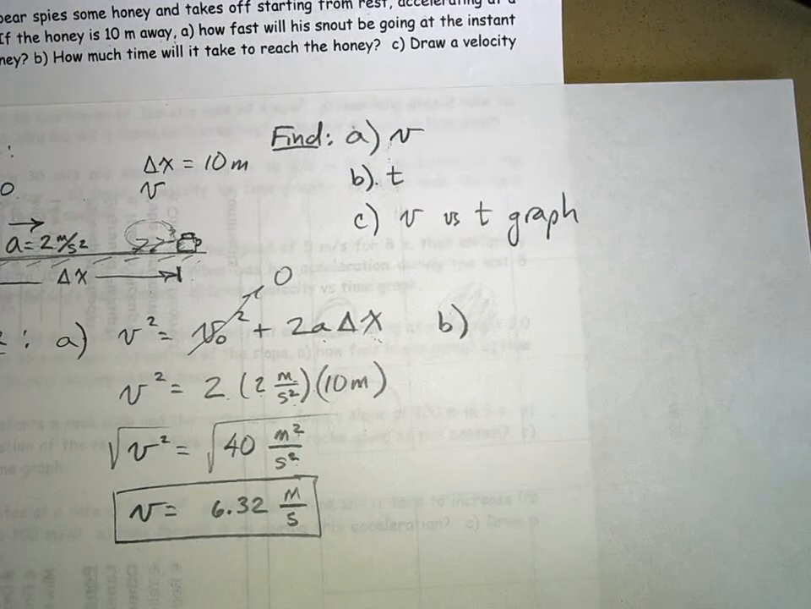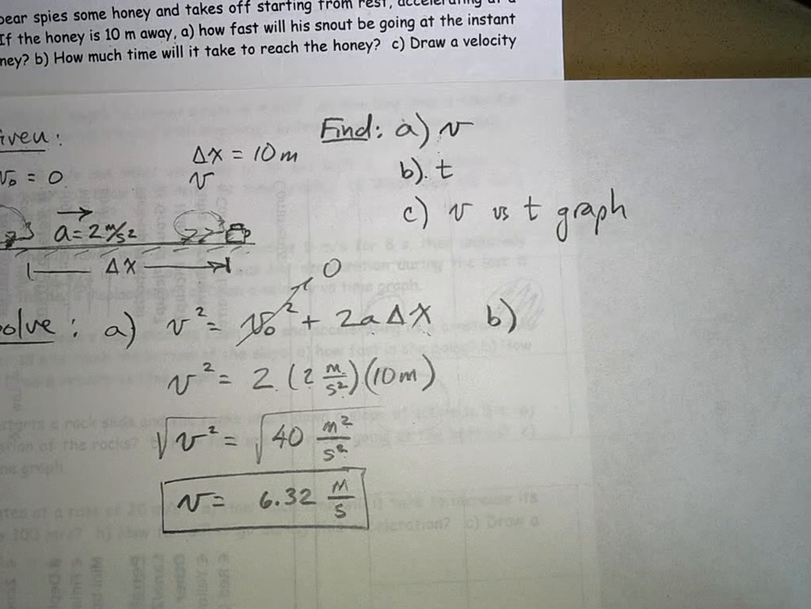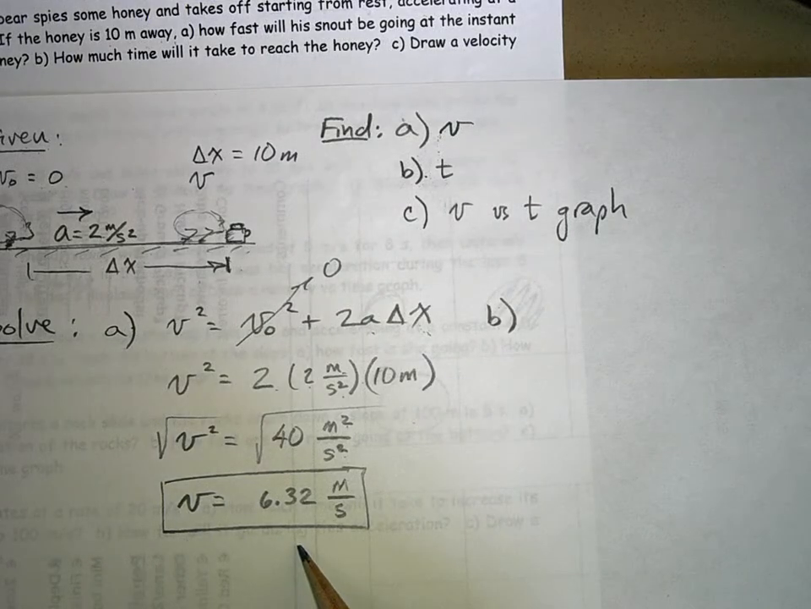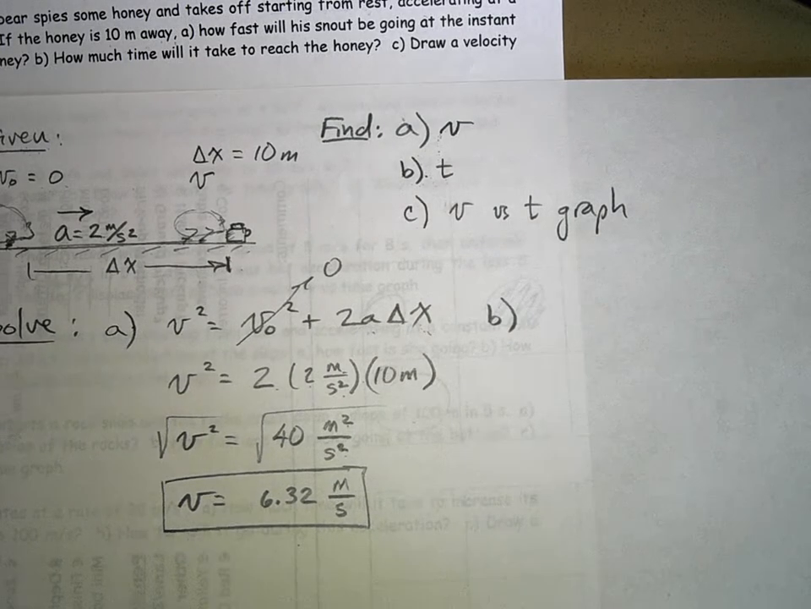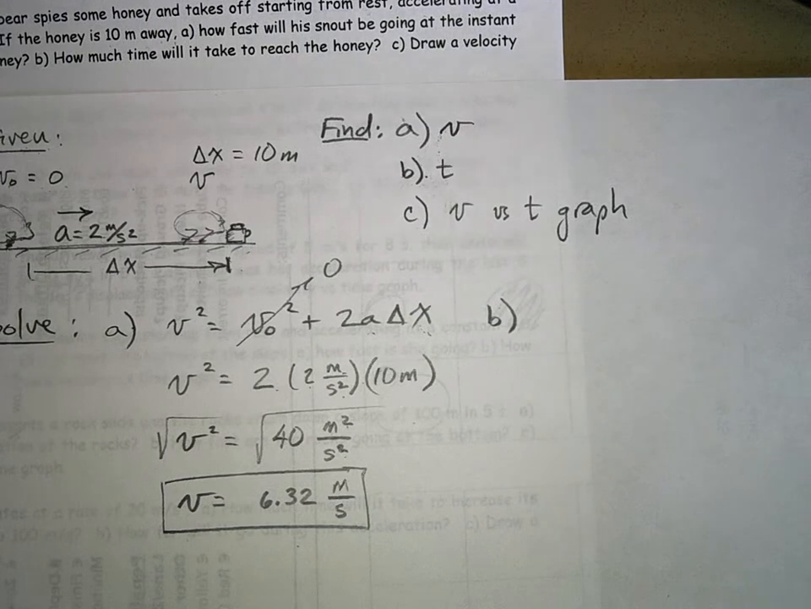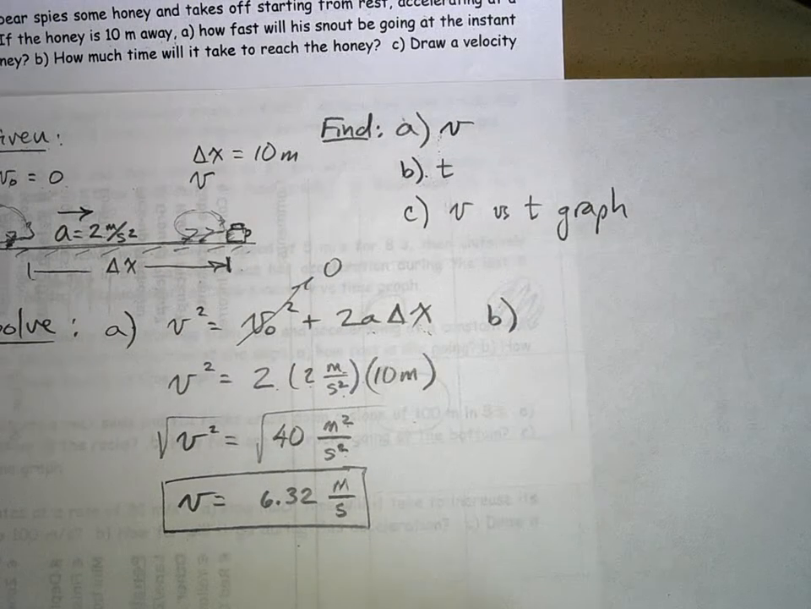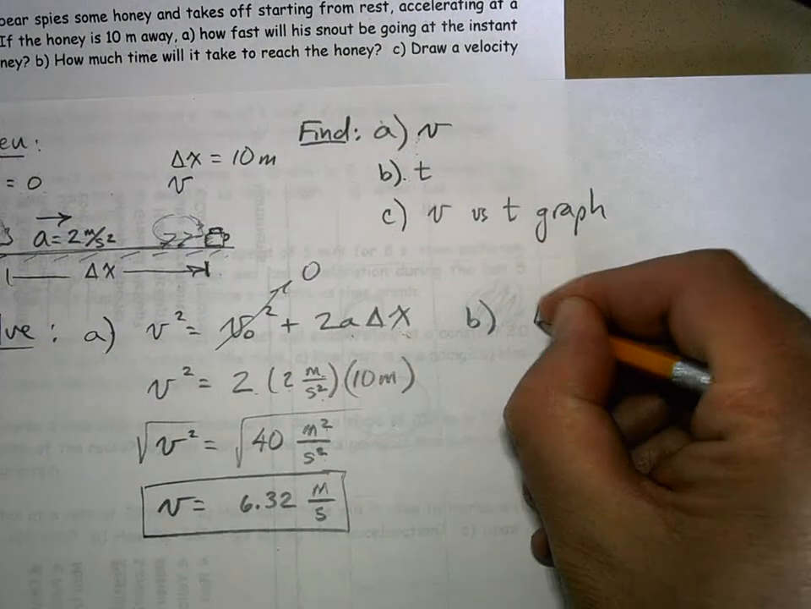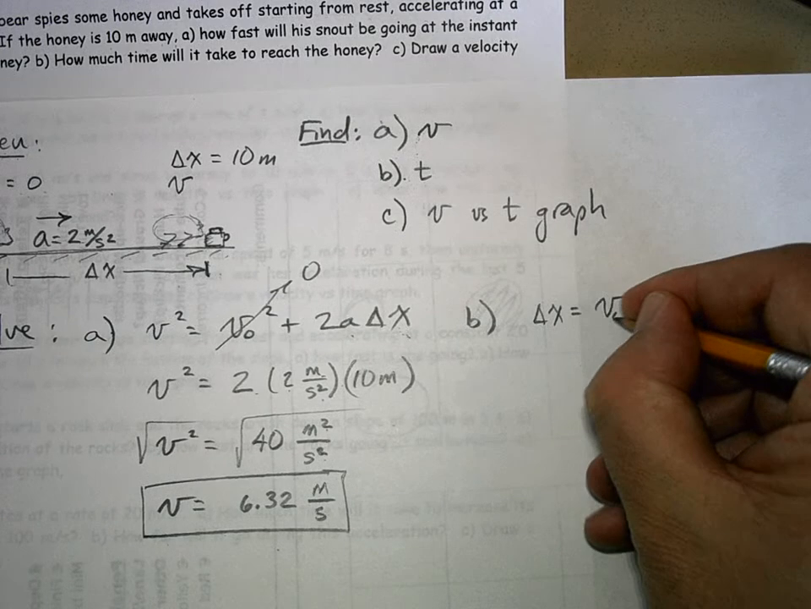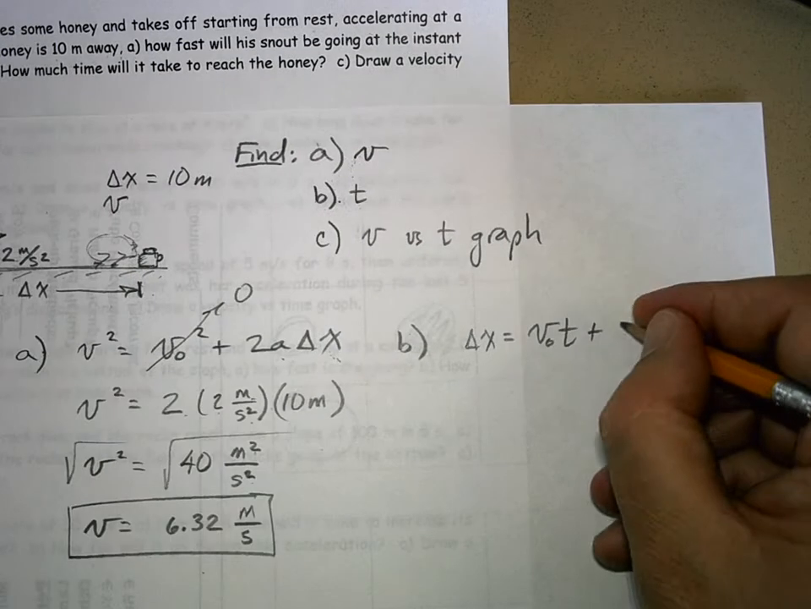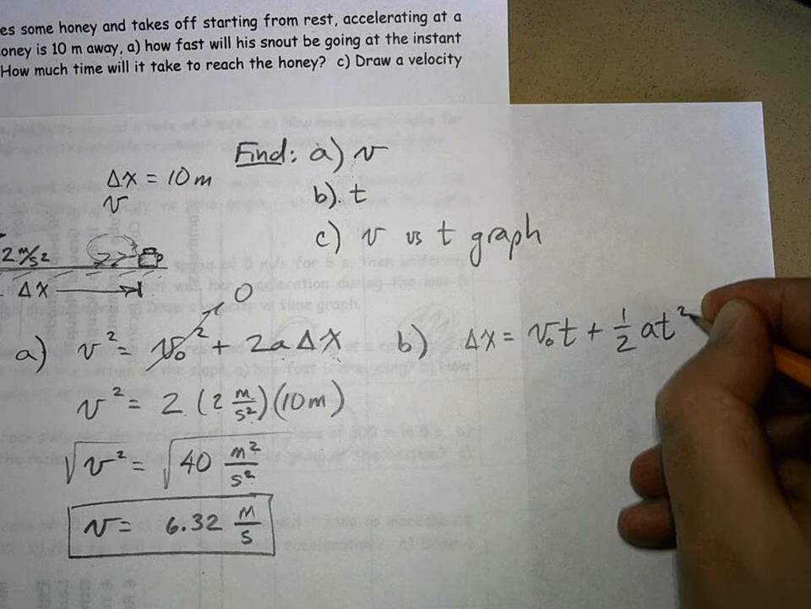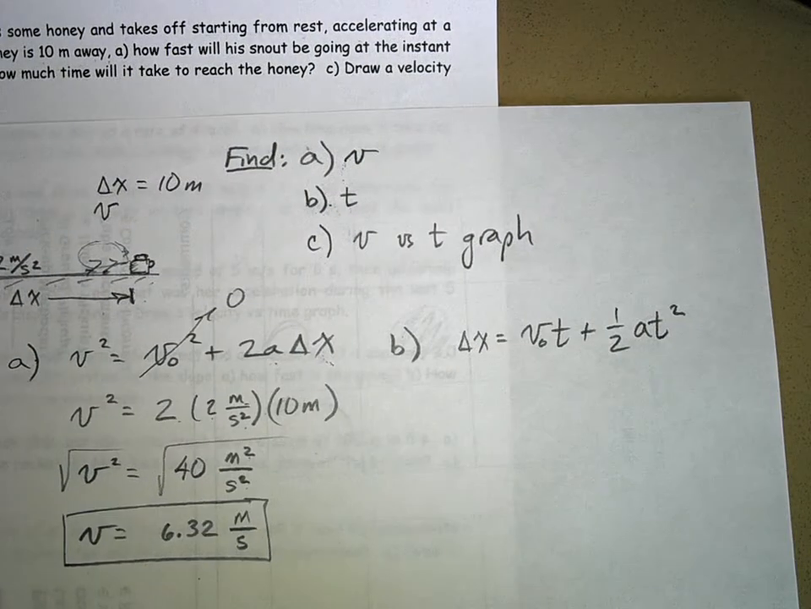We want to solve for time. Now, I could use this final velocity if I wanted to. But what if I made a mistake? I don't want to carry that mistake into part B. So I don't want to use final velocity. What doesn't have final velocity in it? Equation number 3, which is our displacement is equal to our initial velocity times time plus 1/2 the acceleration times time squared. And we want to solve this for time.